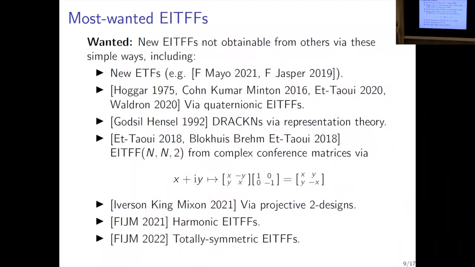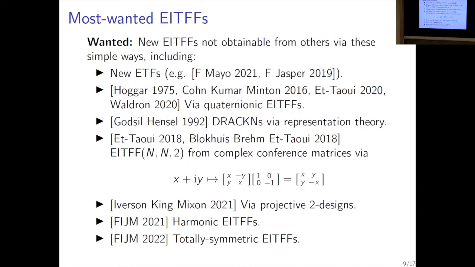So the stuff that we would really like, even though it's becoming harder and harder to find these, are new equilibrium type frames. The special case of this where R is 1. Now, we actually had a talk yesterday that talked about a new equilibrium type frame, a real one. It was of 66 vectors in 33-dimensional space.